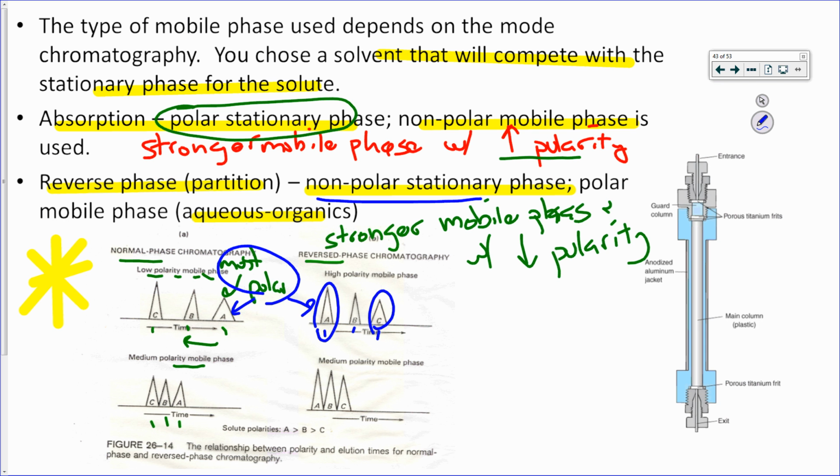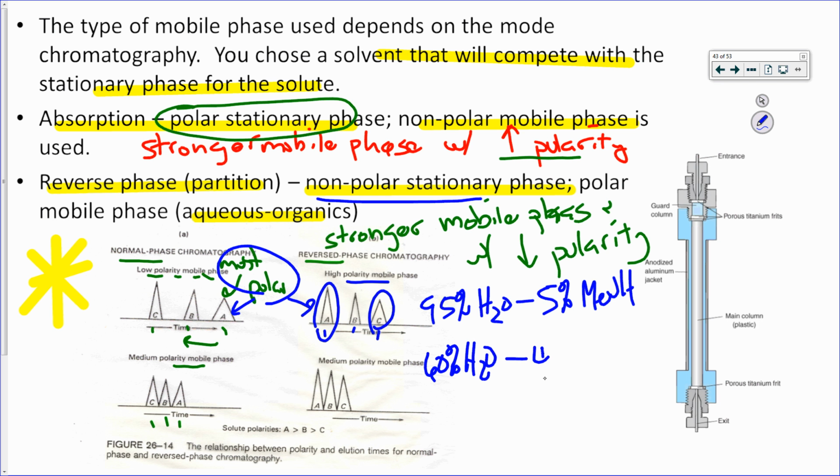So this is a high polarity solvent, so maybe this would be something like 95% water with 5% methanol. And then if I want to increase the strength of the solvent, what I do is reduce the percent water and increase the percentage of the organic. So maybe I'd go to a 60-40 or something like that. And what happens is they stay in the same order, A, B, C. It's just now they're compressed to come off the column quicker. All right.